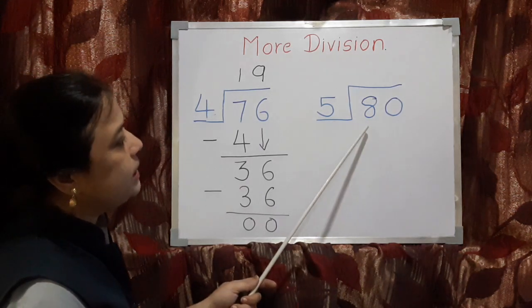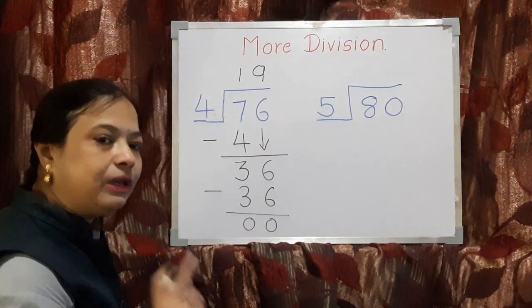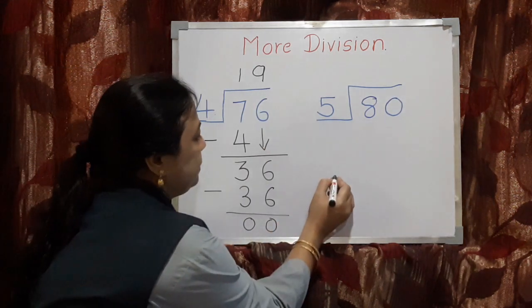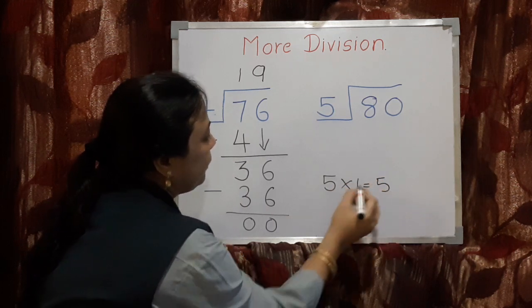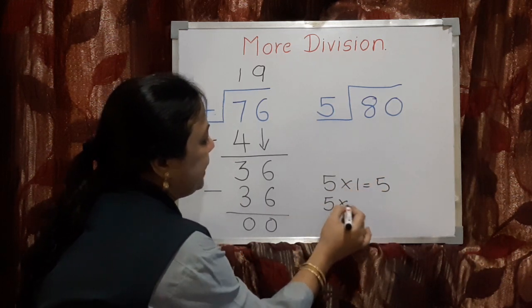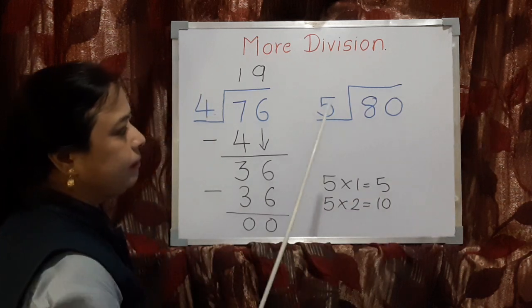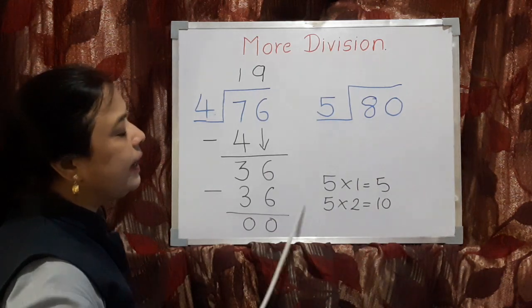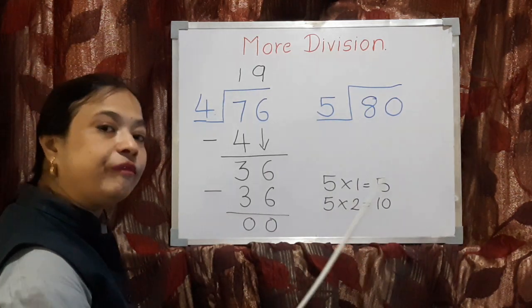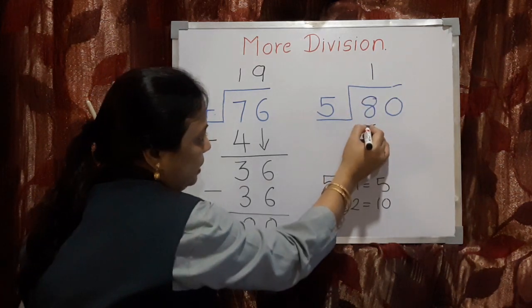Now see this, 80 divided by 5. 8 is bigger than 5. So we will take only one number. And 5 1s is 5. And 5 2s is 10. Now again 10 is bigger than 8. So we can't take 5 2s are 10. We have to take 5 1s are 5. So here we will take 5 1s are 5.